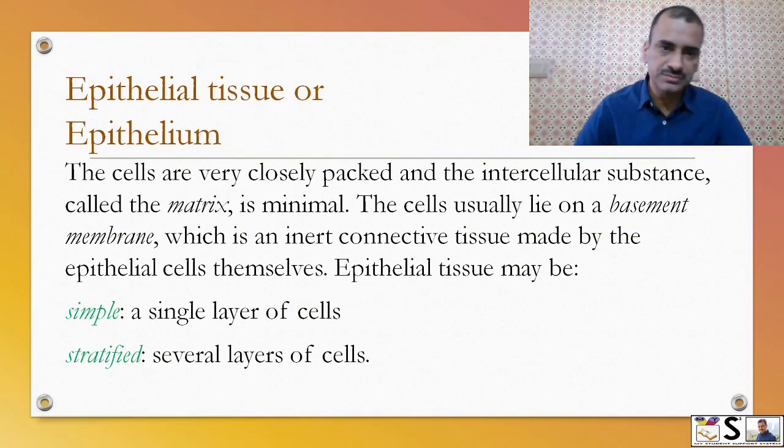In epithelial tissue, the cells are closely packed and the intercellular substance, that is called matrix, is very less. The cells usually lie on a basement membrane, which is an inert connective tissue made by these epithelial cells. Epithelial tissue may again be divided into two types: simple epithelial tissue or stratified epithelial tissue. In simple, there is a single layer of cells, and in stratified, multiple layers of cells are there.